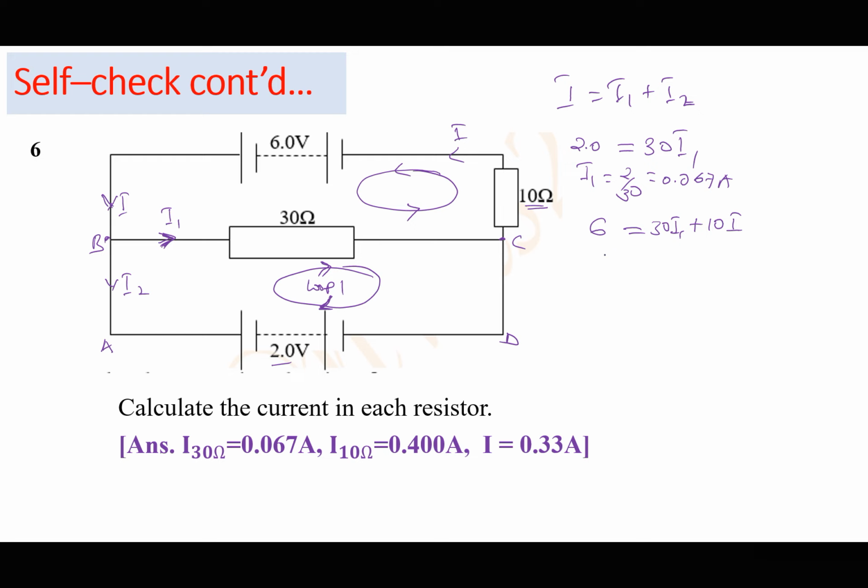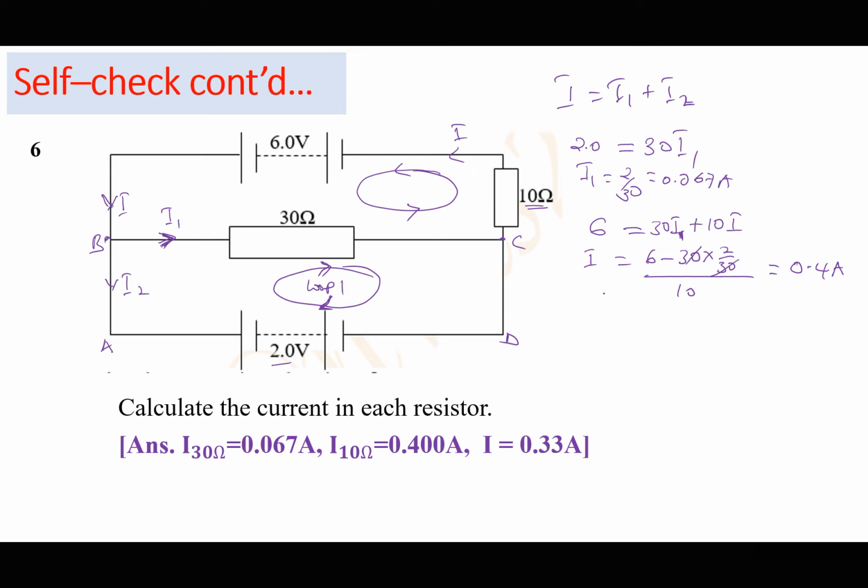So I will simply say I is equal to 6 minus 30 times I1, where I1 was 2 over 30. Then I will divide this by 10. I'm making I the subject. So 4 divided by 10 is 0.4 amperes. So I is 0.4 amperes. So the current in 10 ohms is going to be 0.4 amperes.